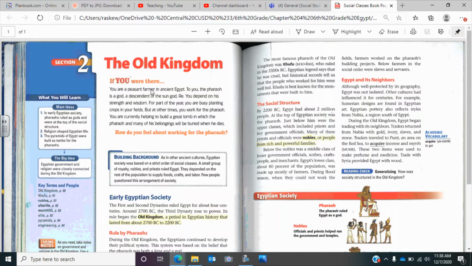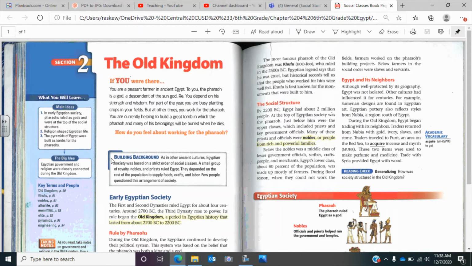So the Old Kingdom, Section 2. So we're going to start here. If you were there, you are a peasant farmer in ancient Egypt. To you, the pharaoh is a god, descendant of the sun god Re. You depend on his strength and wisdom. For part of the year, you are busy planting crops in your field. But at other times, you work for the pharaoh. You are currently helping to build a great tomb in which the pharaoh and many of his belongings will be buried when he dies.